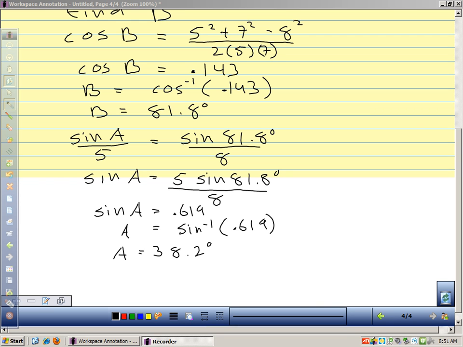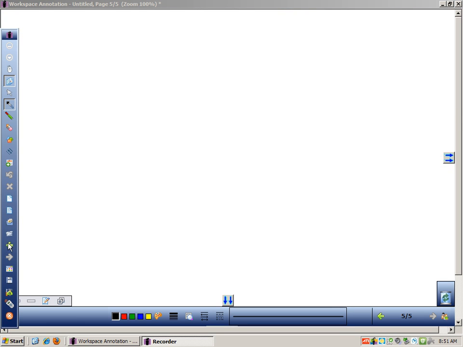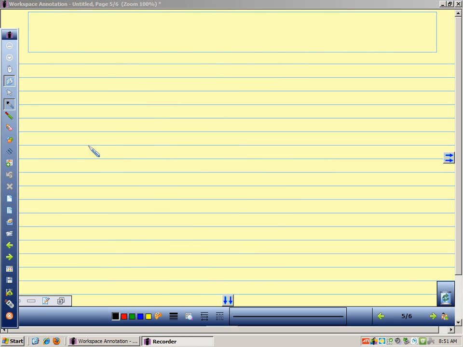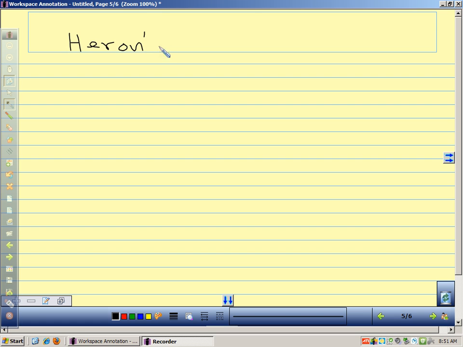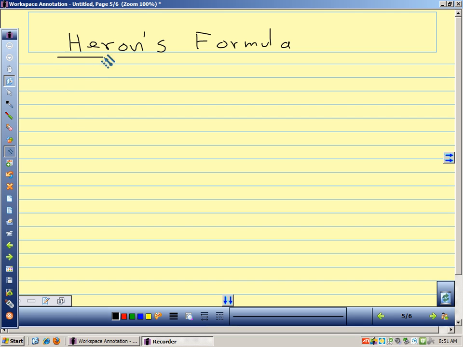All right, the last thing we're going to look at is another area formula. This is called Heron's Formula. Heron lived in Greece at about 100 BC, and he was very interested in finding areas of different shapes. He worked with triangles and all the way up to huge numbers of sides on polygons, trying to figure out how we find areas.